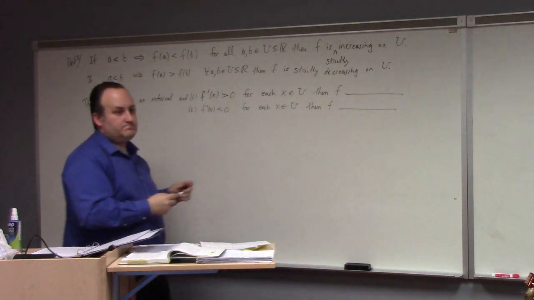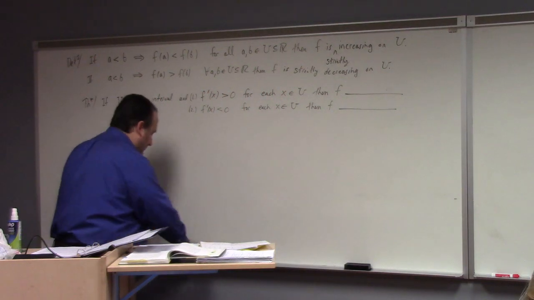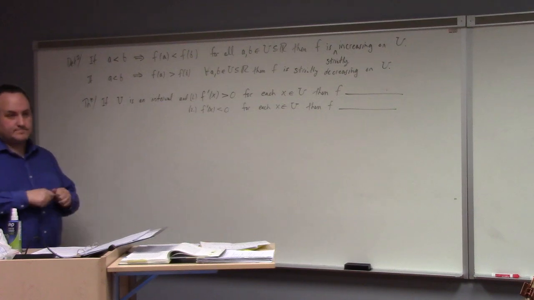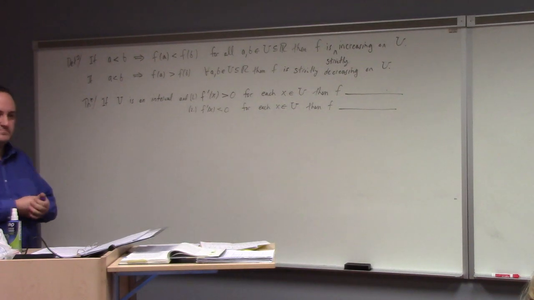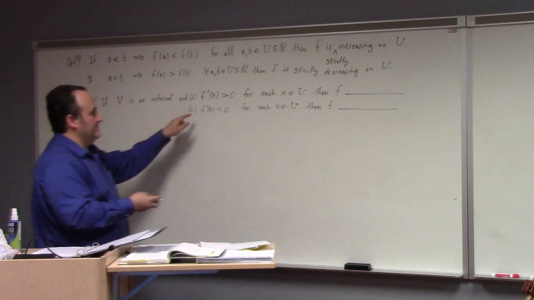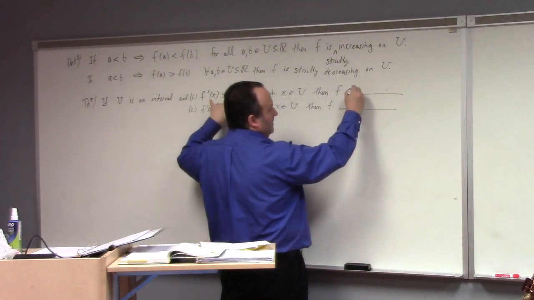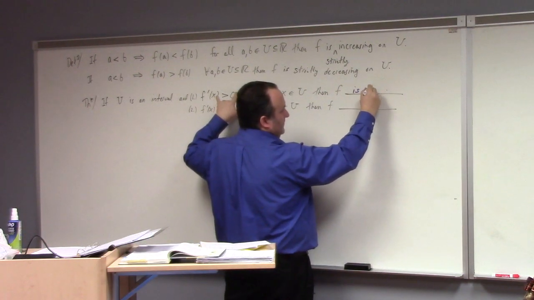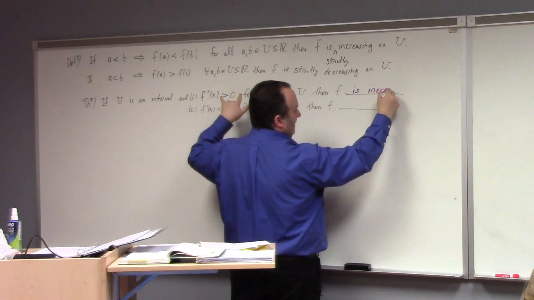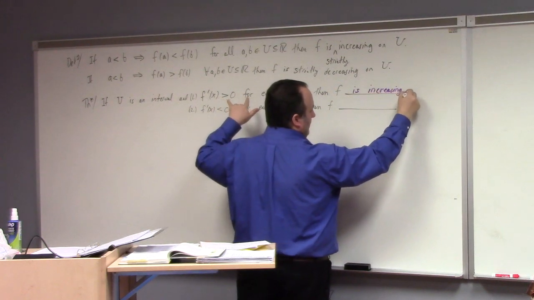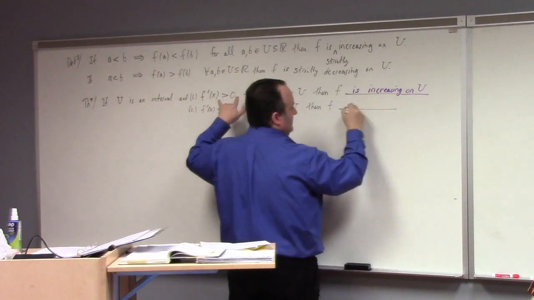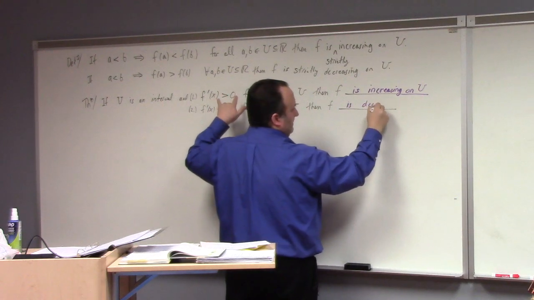Do you guys know? Surely you know. F is what? Increasing, right? On U is decreasing.